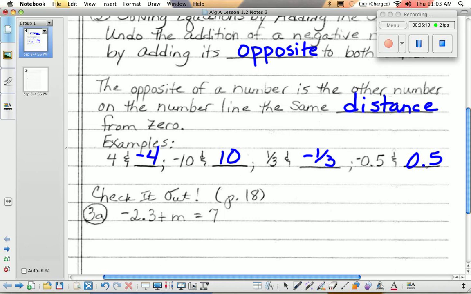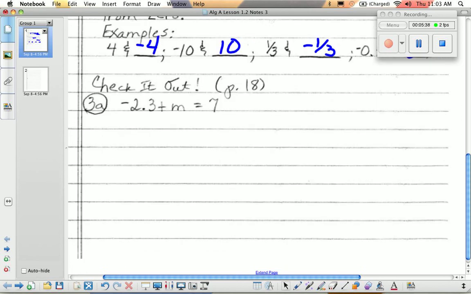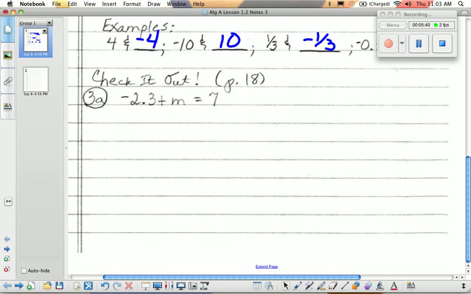So we have to make sure we understand that we have to add the opposite, and we have to understand what opposites are. Anybody have any questions about opposites? When I put that on the quiz, you're going to be able to tell me what an opposite is and give me some examples. Then let's go to the check it out problems below that example. I've written the first one down for us. It is negative 2 3/10 plus m equals 7.